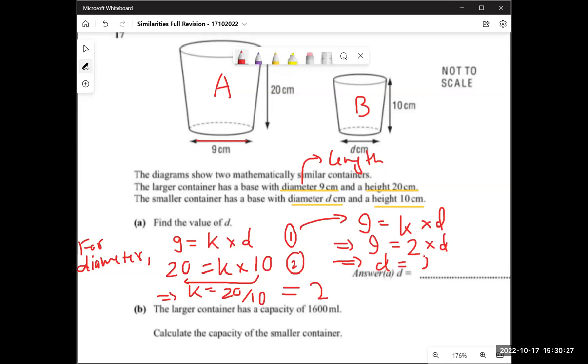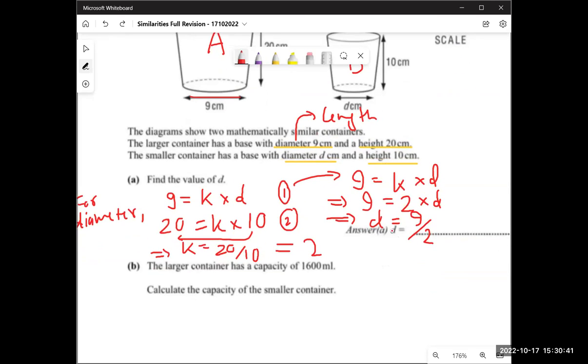So 2d equals 9. If we want the value of d, we divide 9 by 2. It's being multiplied, so if I take 2 to the other side, it will become divide. Now, any questions, ask me.